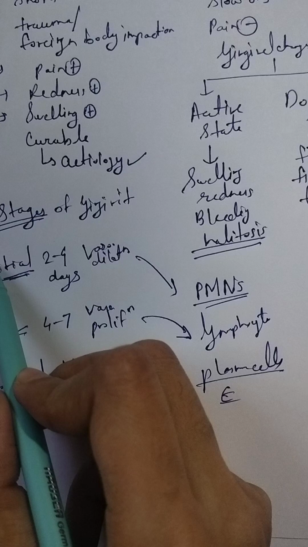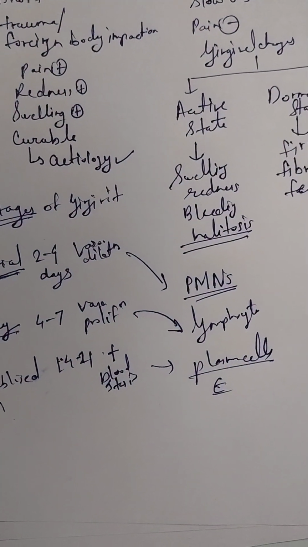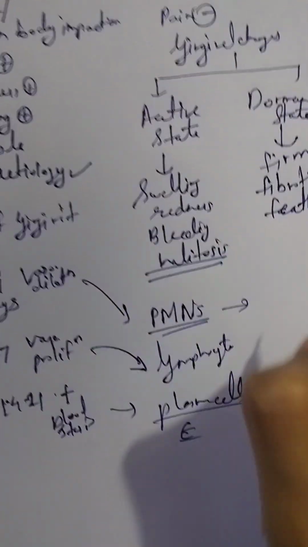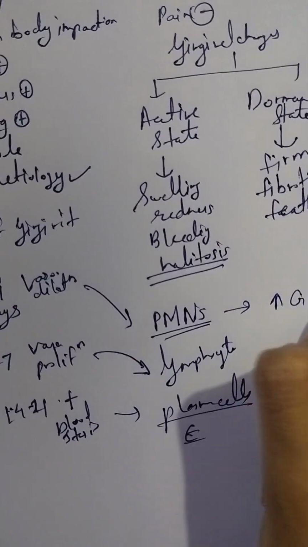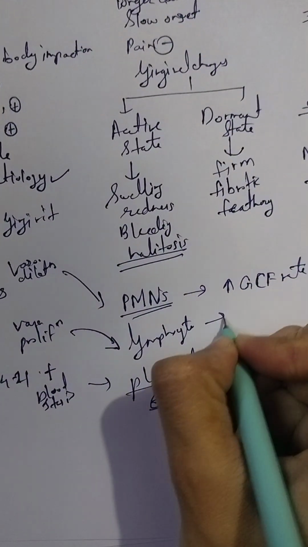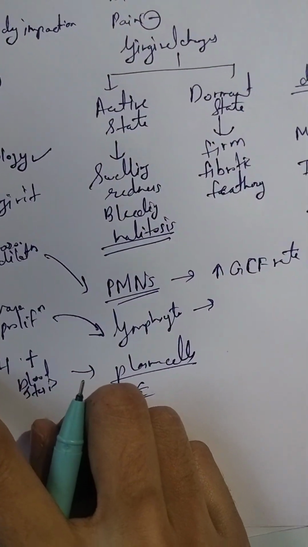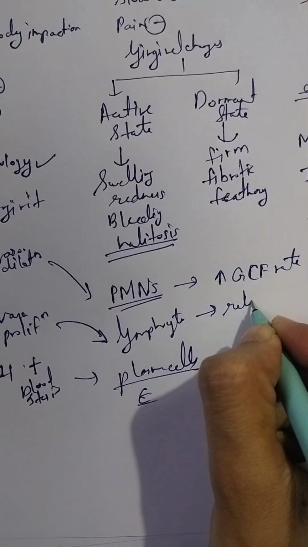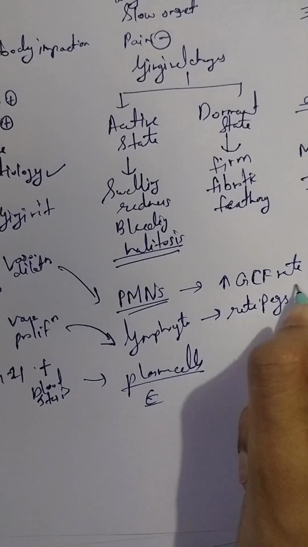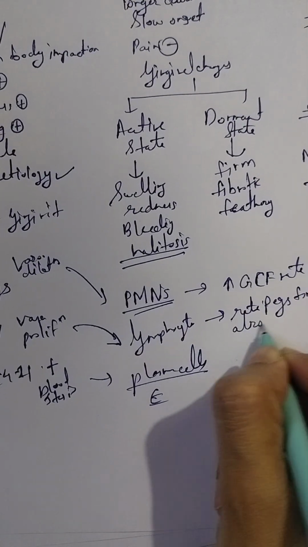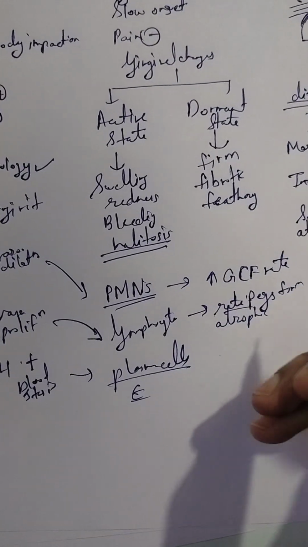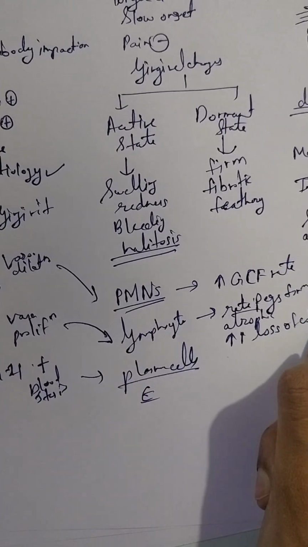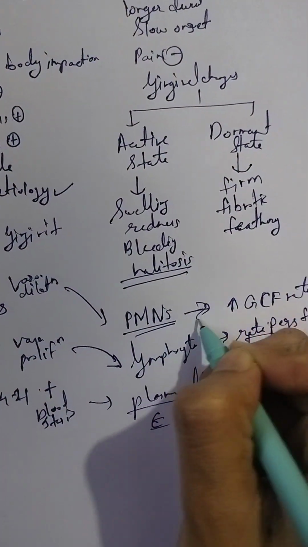In the initial stage, there is perivascular loss of collagen, and there is an increase in the GCF rate. In the early stage, there is rete pegs formation in the atrophic area. Rete pegs are formed in the atrophic area, as well as increased loss of collagen. Loss of collagen is seen here, and here also collagen loss is seen.